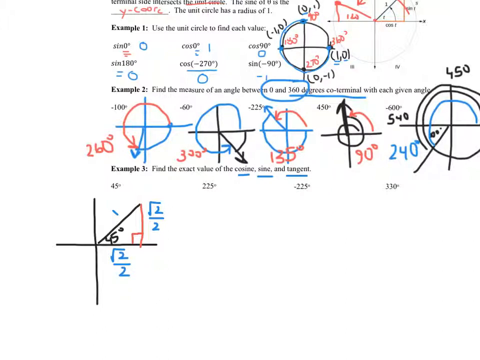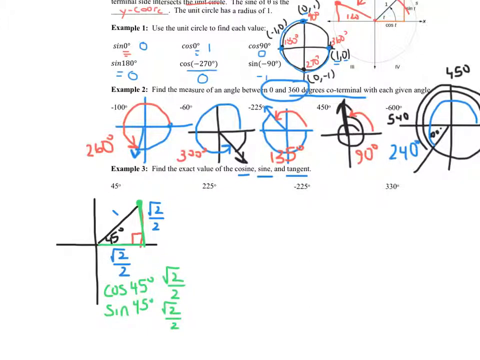So the cosine is going to be the x-coordinate. So if your coordinate of the unit circle is right here, your x has gone right root 2 over 2. So the cosine of 45 is positive root 2 over 2. The sine is also going to be positive root 2 over 2 because you went up.